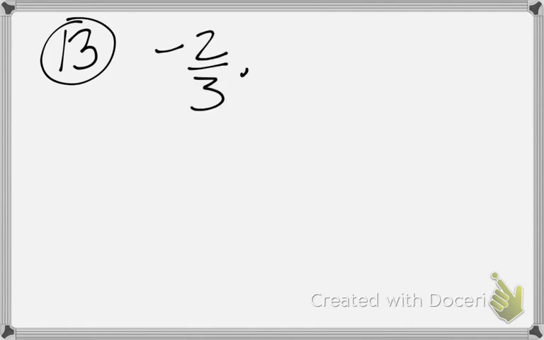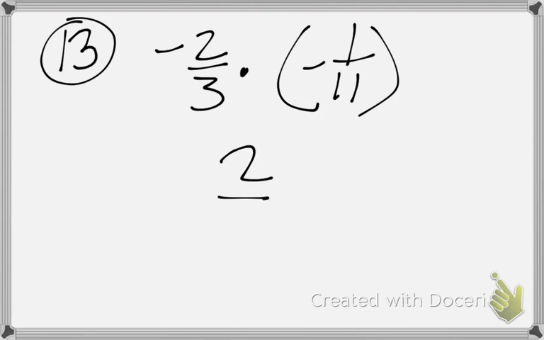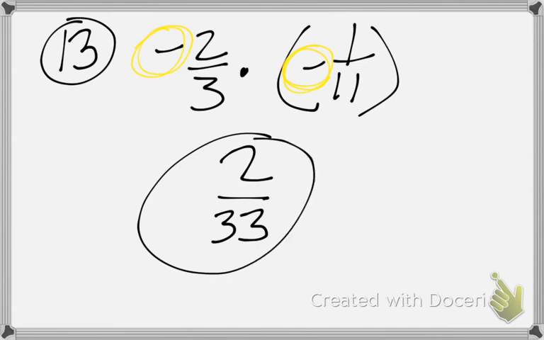Okay, number 13, I've got a negative 2/3 multiplied by a negative 1/11. And again, I'm just going to multiply straight across. 2 times 1 is 2. 3 times 11 is 33. This was a negative number multiplied by another negative number. Negative times a negative is a positive. So my final answer is a positive 2/33.